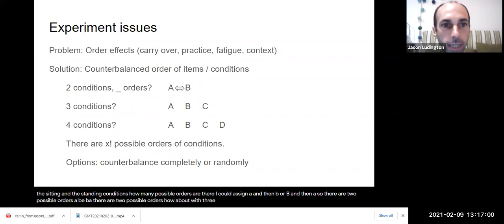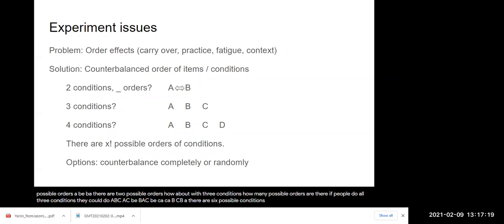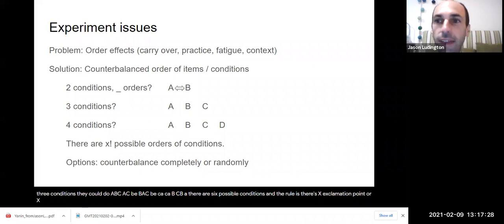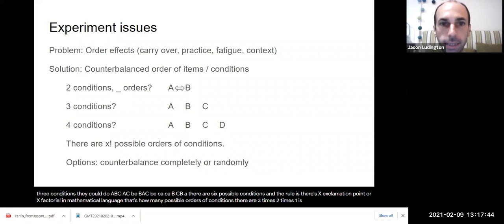How about with 3 conditions? How many possible orders are there? If people do all 3 conditions, they could do ABC, ACB, BAC, BCA, CAB, CBA. There are 6 possible orders. And the rule is there's X exclamation point, or X factorial in mathematical language. That's how many possible orders of conditions there are. 3 times 2 times 1 is 6.